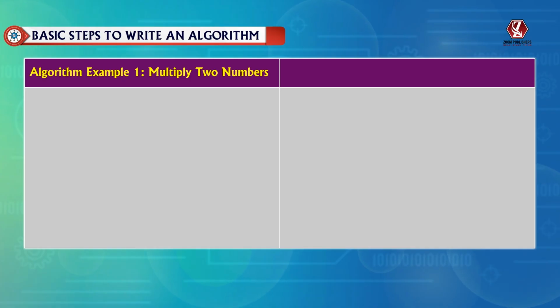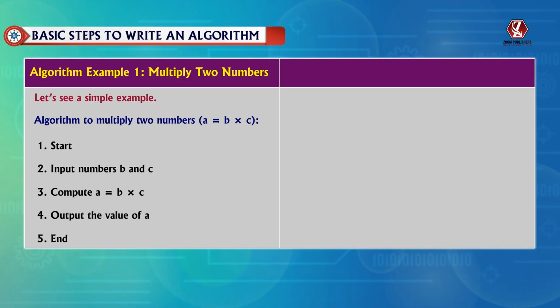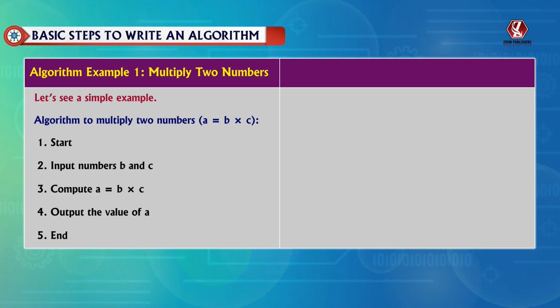Algorithm example 1. Multiply two numbers. Let's see a simple one. Algorithm to multiply two numbers, A equals B times C. Start. Input numbers B and C. Compute A equals B times C. Output the value of A. End.